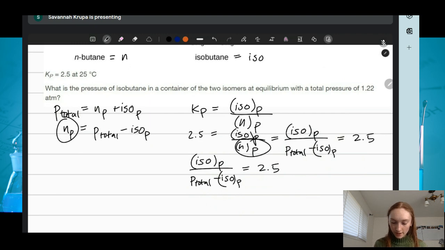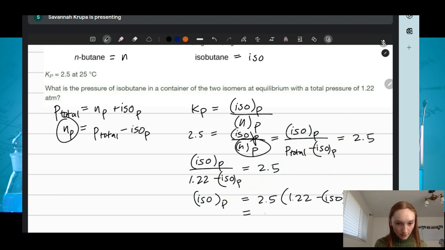Okay, so if we multiply both sides by this right here, it'll look like this. So iso-P equals 2.5, and the P total here, let's just plug it in, will be a value of 1.22. And so if we multiply both sides by that, and there we go. So let's multiply it. So that's going to be, let's see here, 3.05 minus 2.5 iso-P, and that'll be equal to iso-P.